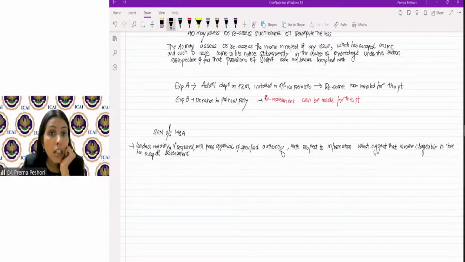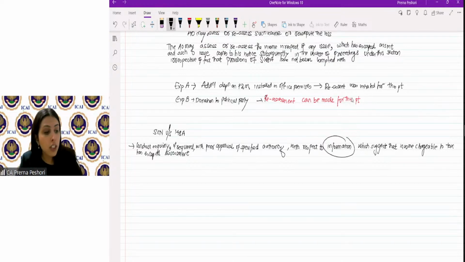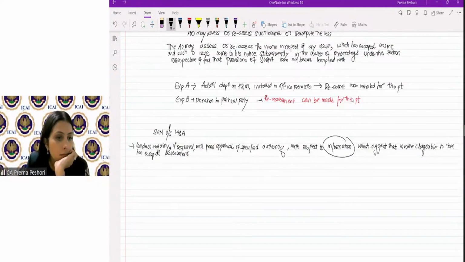Now you may say, what information will suggest that the income chargeable to tax has escaped assessment? What information are we talking about? Because what I have written over here is that the AO is to conduct the inquiry, if required with the prior approval of the specified authority, with respect to the information which suggests that income chargeable to tax has escaped assessment. Now, where will this AO get this information from? Yes. Where will the AO get this information? What do you think?